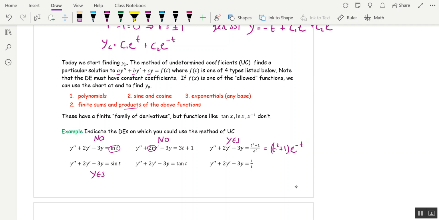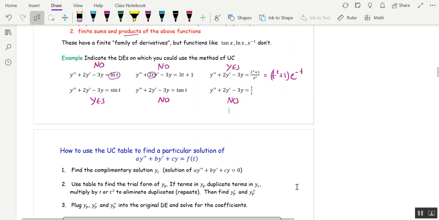Next one over, no, tangent's not allowed. Tangent is a quotient of sine and cosine, but that's not allowed. Next one, again, no. We've got constant coefficients, but we can't have a t to the negative 1. We can't have a quotient of polynomials.